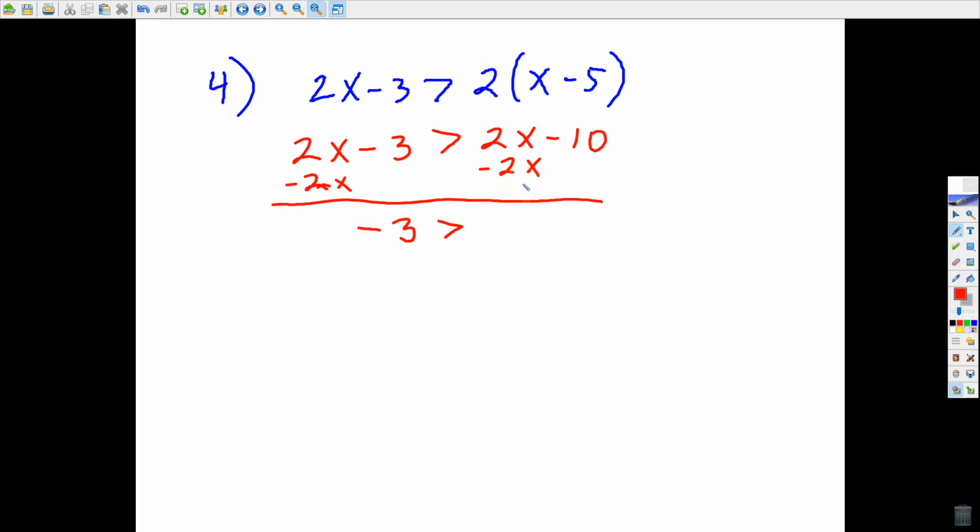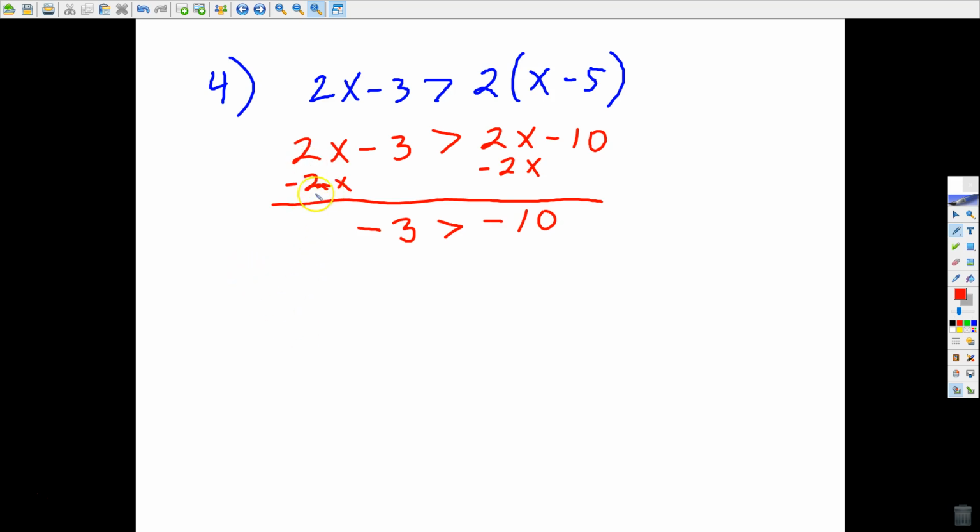2x minus 2x again is 0. I'm sorry, on the left side I'm going to get -3. The right side I'm going to get -10. Huh, interesting. The variable's gone. But what I need to ask myself is this. Is the inequality that is left over true? Is -3 greater than -10?